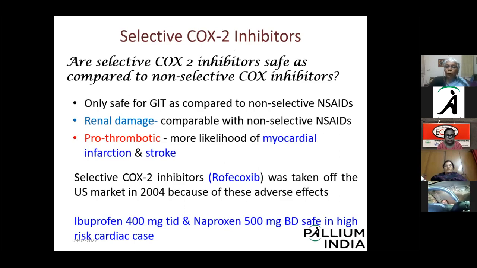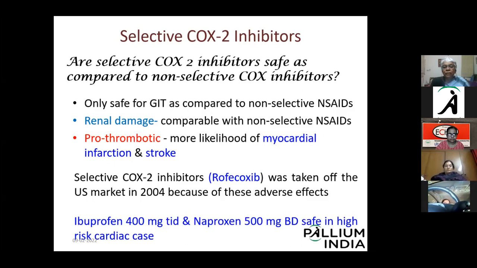Now, are selective COX-2 inhibitors safe as compared to non-selective COX inhibitors? Where the GIT is concerned, it is comparable to non-selective NSAIDs, and where renal damage is concerned, it's not superior to the non-selective NSAIDs. On the other hand, the COX-2 inhibitors can have a prothrombotic effect, and there is more likelihood of myocardial infarction and stroke, especially in patients who have atherosclerotic disease.